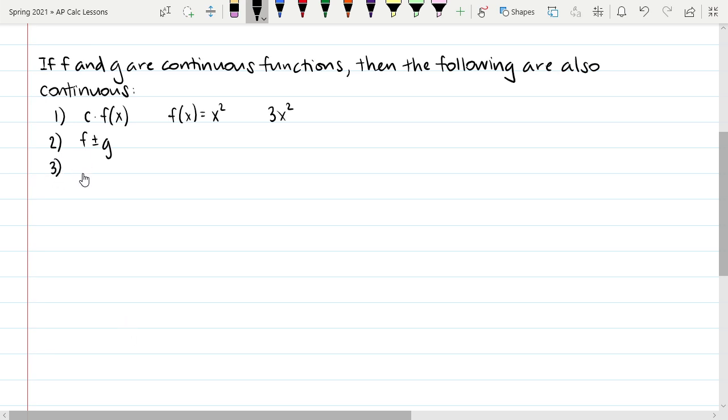If I multiply two continuous functions, the resulting function is continuous. Similarly, if I divide two continuous functions, then the resulting function is still continuous, assuming that the denominator is not 0.